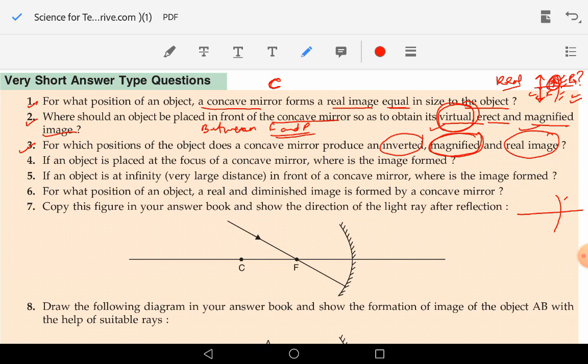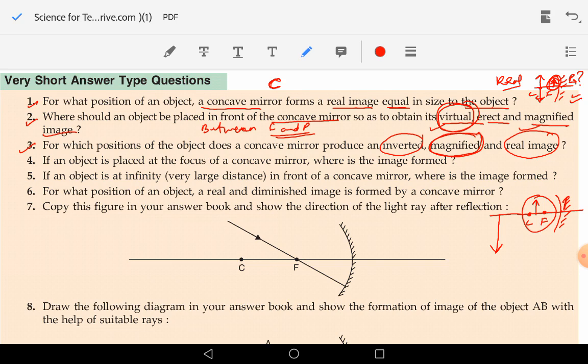That is only possible in one case. If this is the concave mirror, this is the pole, this is the focus and this is the center of curvature, the image formed is magnified, real and inverted only when the object is kept between C and F. In this case the image is formed beyond C and it will be magnified, or enlarged. So the answer to the third question is that the object should be kept between C and F.